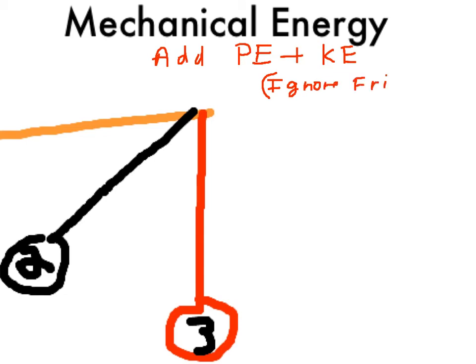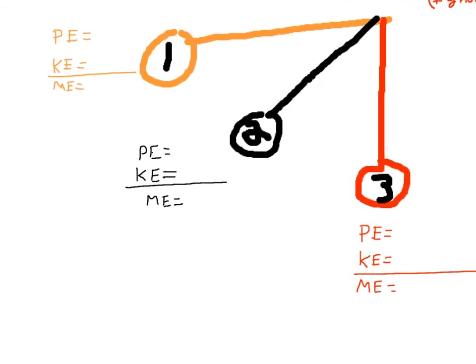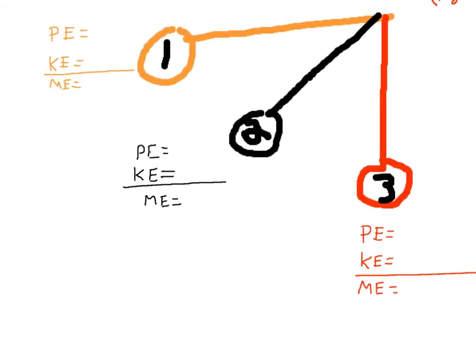So not exactly perfectly real world when we ignore friction, but it will help clarify the concept, and then later on I'll tell you how it works when we include friction. So to illustrate this, let's say we have a pendulum, and I put a 1, 2, and 3 because those are the positions in order.